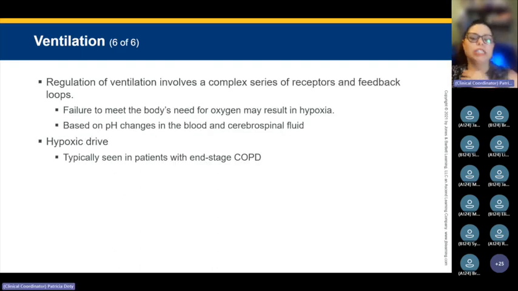Now, regulation of ventilation involves a complex series of receptors and feedback loops, and there's a lot that goes on there. There's the gas concentration in the bodily fluids, and it sends messages to your respiratory center in your brain, and it adjusts the rate and depth of your ventilation as it goes. So the body has this need for constant oxygen.